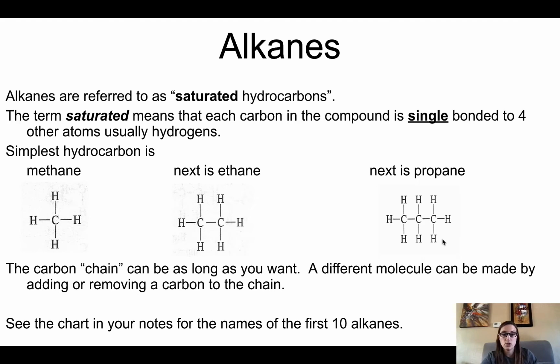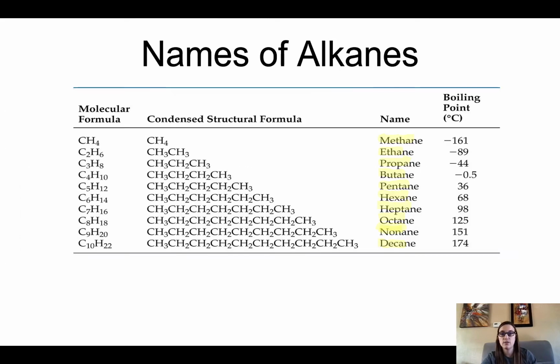In your notes, you have a table that has the first 10 alkanes. It's going to be important that you know the prefixes for each of the alkanes. So if you have 5 carbons, that's pentane. If you have 6 carbons, that's hexane. Nonane is 9, decane is 10.